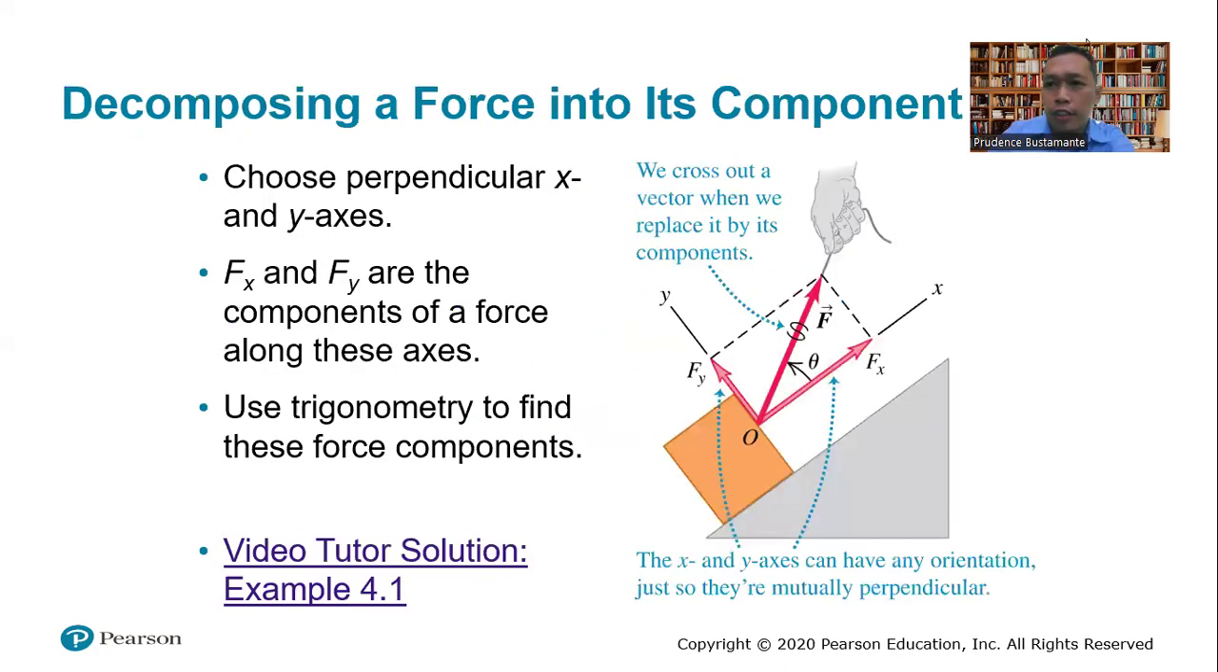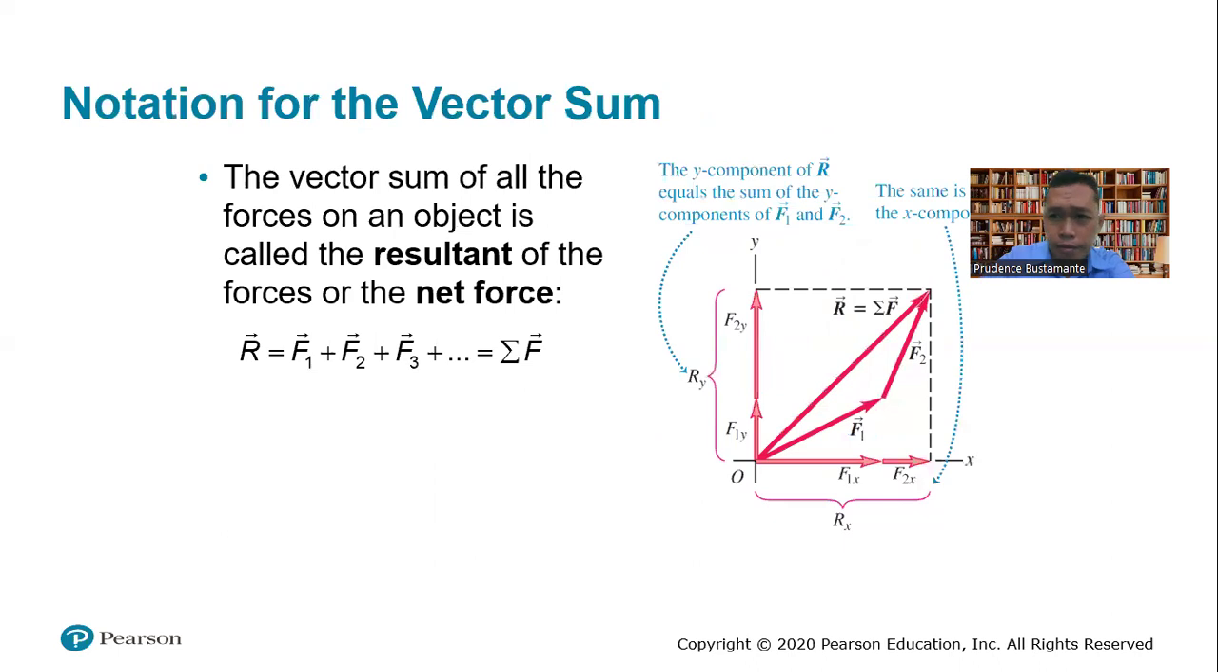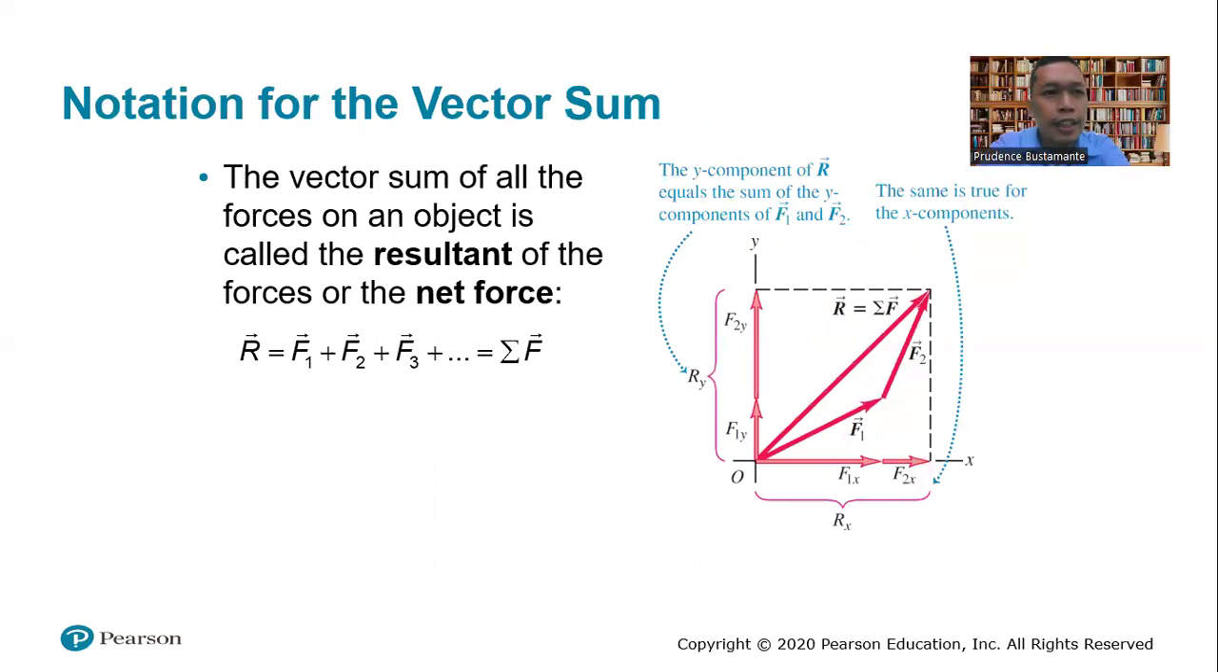Okay. Atong nahibaw-an sa chapter 1 kung unsaon pag-add of vectors using components. Usually, kung naay vector F nga naay incline, naay angle from the x. Makuha na ang iyang components, x and y components, of the force along this axis. Mogamit ta og trigonometry to find the force components. Fx is F cosine theta, Fy is F sine theta, na-discuss na ni sa atong chapter 1. So, dili na nato balikan. Okay.